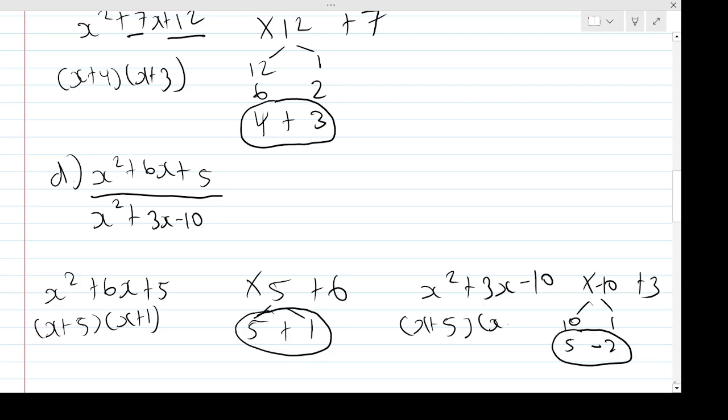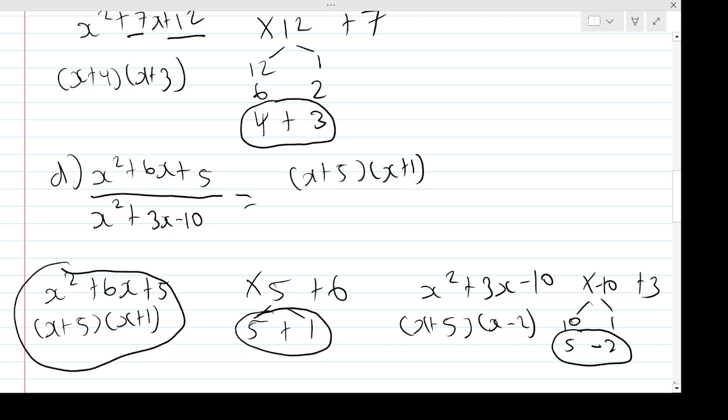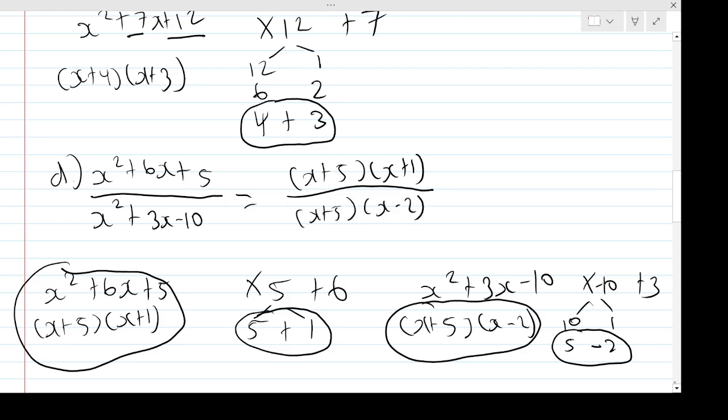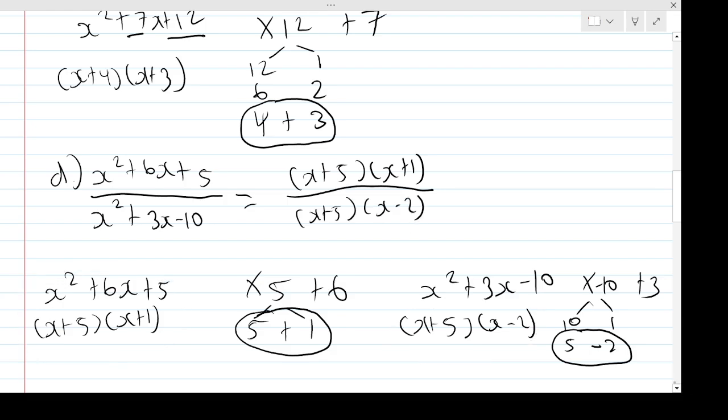Cool. So then I can bring all these factorizations into my fraction. The top one here, the factors were x plus 5, x plus 1, all over the bottom factors, x plus 5, x minus 2. And again, I can spot x plus 5 is common to the top and the bottom, so I can cancel that out to be left with x plus 1 over x minus 2. And there's no further common factors there, so that's the simplified fraction.